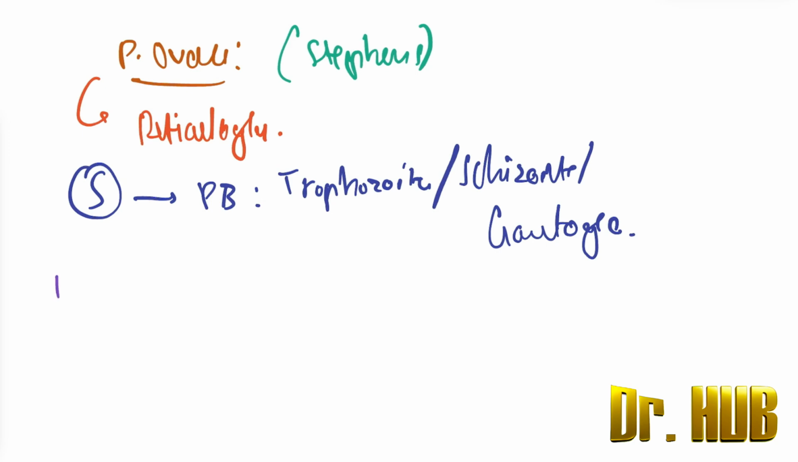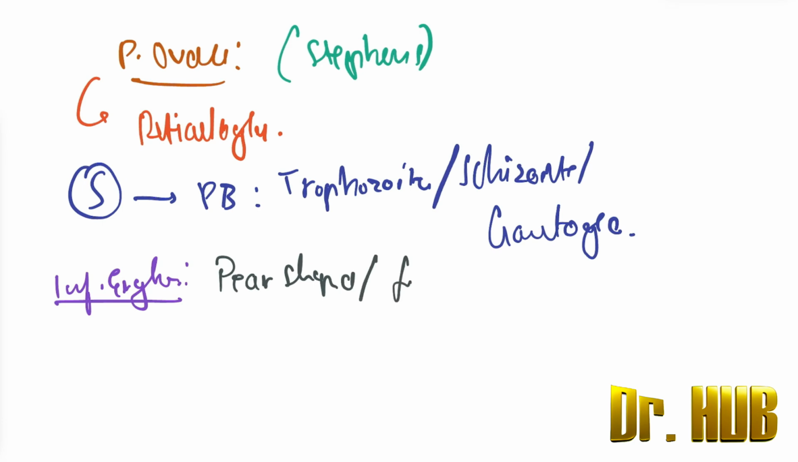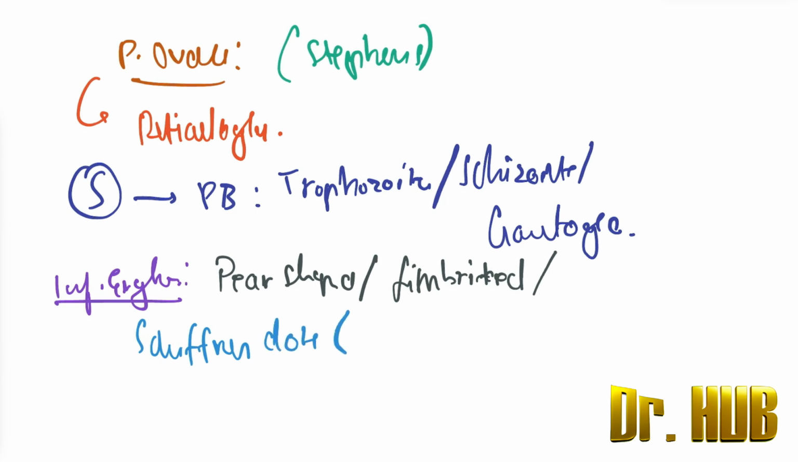So what will be the infected erythrocyte? The infected erythrocyte is going to be pear shaped, and it is going to be fimbriated. And then there is also presence of the Schüffner's dots. The Schüffner's dots are nothing but the James dots.